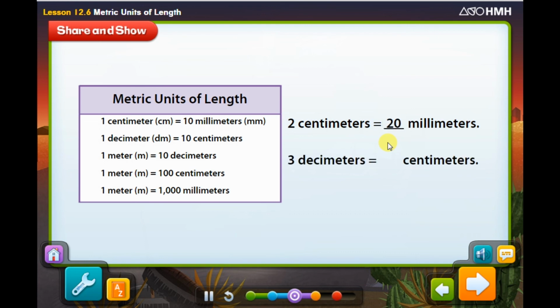Here's another one. 3 decimeters is equal to how many centimeters? Okay, a decimeter is bigger than a centimeter. So you move from big unit to small unit. And a decimeter is 10 times a centimeter. This means you multiply by 10. So 3 times 10 is 30. Excellent! 3 decimeters equals 30 centimeters.